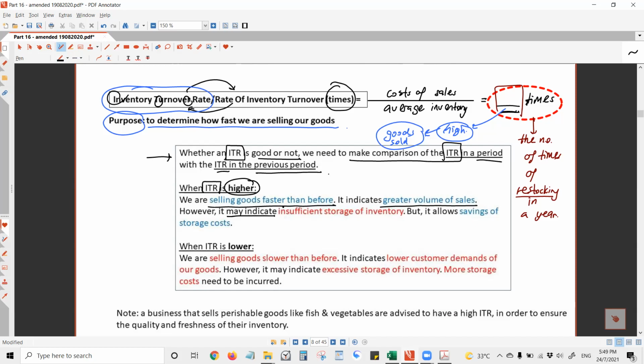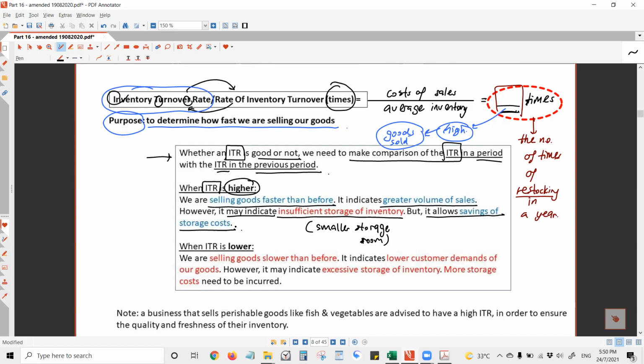However, it may indicate insufficient storage of inventory. It means a smaller storeroom, which makes you easily run out of goods, so that makes you restock at a higher frequency. But it allows savings of storage costs. So what is storage cost? Storage cost means the money that you spend on maybe renting a storeroom.